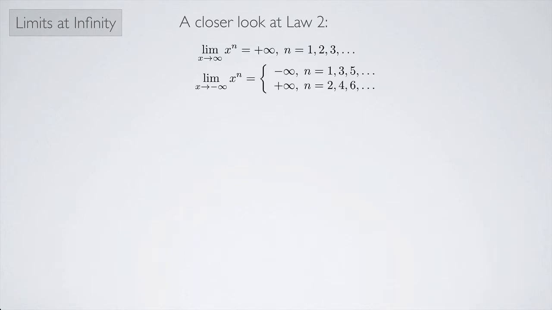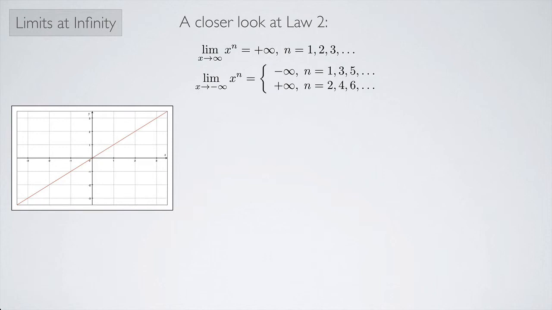So let's look at law 2 a little closer. Law 2 said that the limit as x approaches infinity of x to the n was positive infinity when n was 1, 2, 3, or so on. But the limit as x approaches negative infinity of x to the n depended on whether n was odd or even. Here's f of x equals x, so this is the case where n equals 1. You can see that as x gets bigger and bigger, it goes off to positive infinity, and as x gets more and more negative, it goes off to negative infinity. So in this case where n equals 1, we get negative infinity.